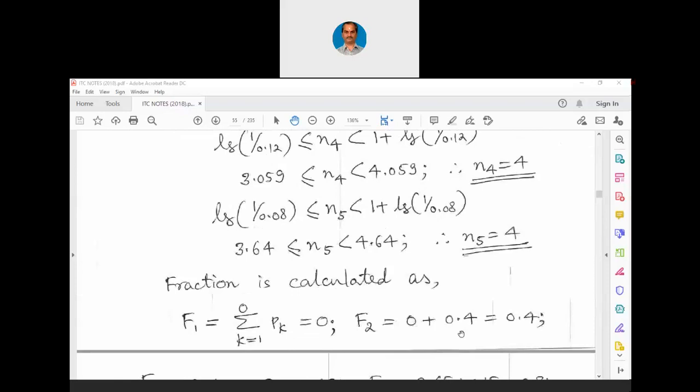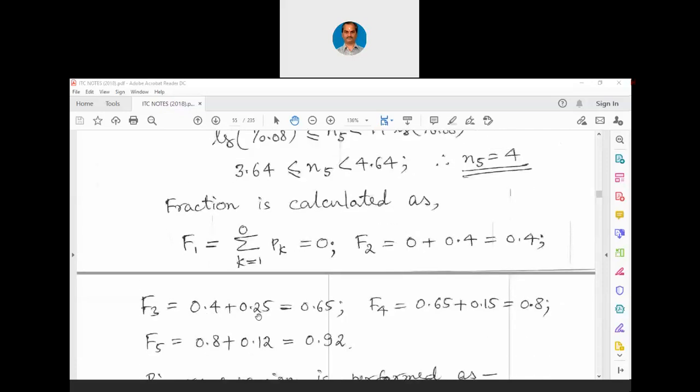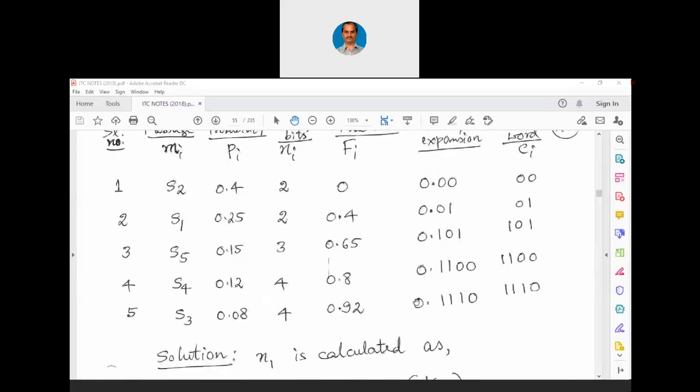Now f2 is 0 plus 0.4. We have the next probability now, that is 0 plus 0.4, that is 0.4. f3 is 0.4 plus 0.25, that is 0.65. We have to keep on accumulating the previous result here. f4 is 0.65 plus 0.15, that is 0.8. f5 is 0.8 plus 0.12, that is 0.92. Let me go back to the tabular column. Very first one is 0, then 0 plus 0.4 is 0.4, 0.4 plus 0.25 is 0.65, 0.65 plus 0.15 is 0.8, 0.8 plus 0.12 is 0.92.